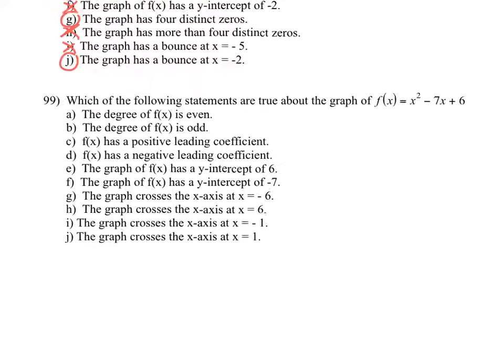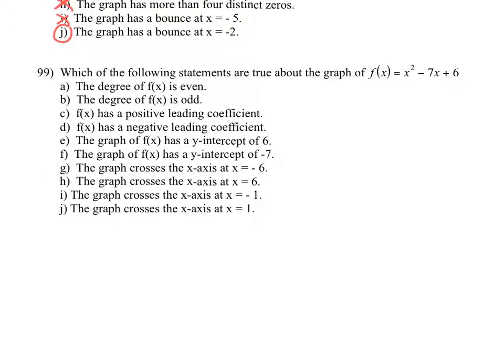Alright, and then for 99, we've got x squared minus 7x plus 6. I might factor this just because it looks like we probably have to. x minus 6 and x minus 1. Okay, degree is even. I see a 2 up there. We are good. Has positive leading coefficient. There's a 1 out front. It is positive. We are good. The graph has a y-intercept of 6. The last number is 6.